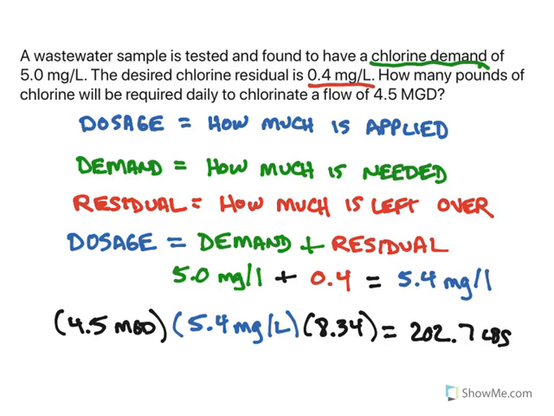So that is the answer. So when you see the question word like this and it asks how many pounds are required, you're calculating the dosage. And remember, dosage equals demand plus residual. And then the question asked how many pounds, so you know that at some point you're going to use the pounds formula. So that is how to do that question.